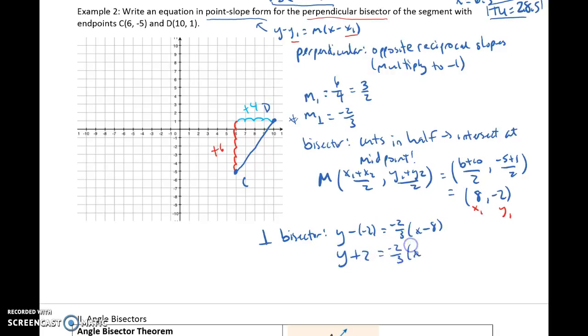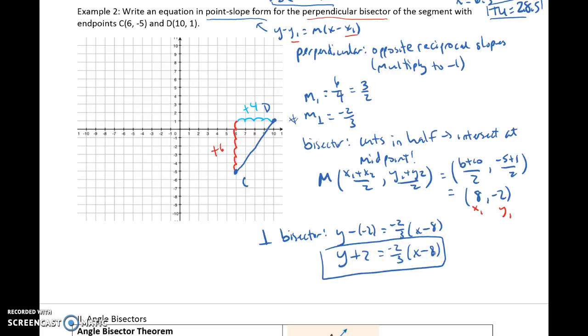And since I'm not asking you to solve for y, you can stop right there. So what you want to do is make sure you look at the directions if I'm asking you for point-slope form versus slope-intercept form. But for this problem, we're just asking for point-slope form, so I can stop and box this equation: y plus 2 equals negative 2/3 times the quantity x minus 8.